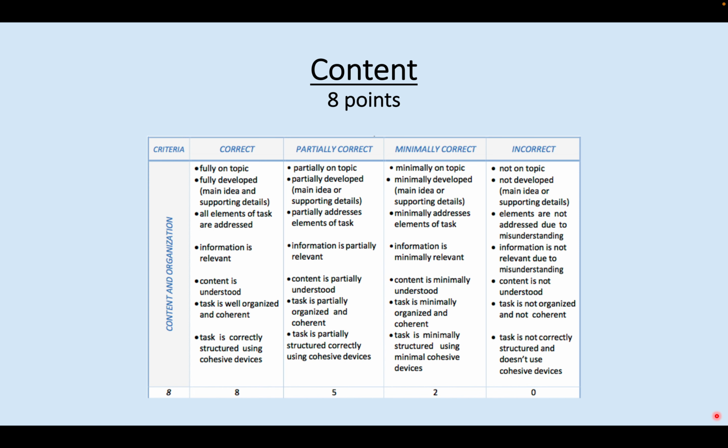There's 4 components to how you're marked, and we're going to start with content. So content is worth 8 points, and basically if you answer the question they ask fully on topic, you develop your topic by having a topic sentence for your body paragraphs, explaining, giving examples. You stay on topic, your information is relevant, your writing is understandable and organized, you're going to get the full 8 points.